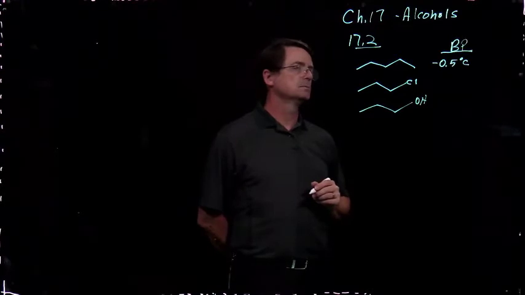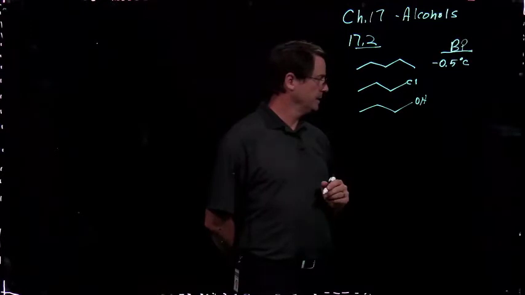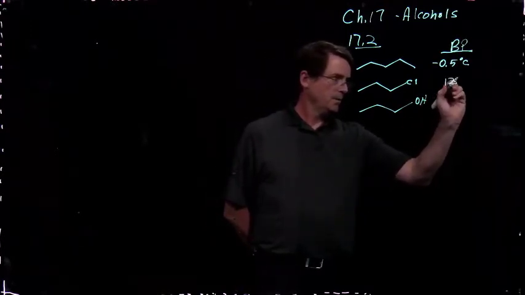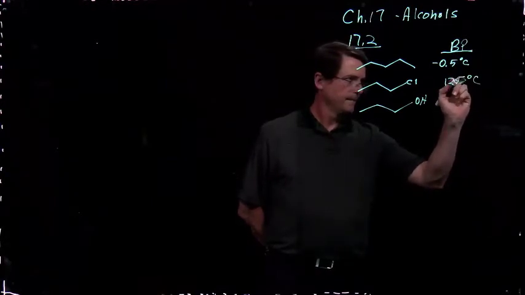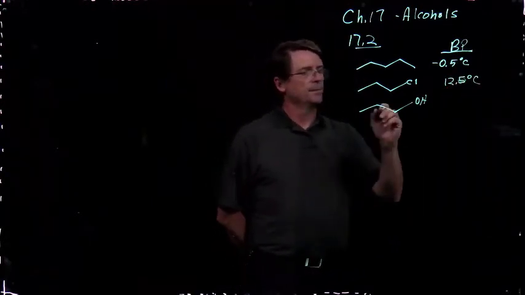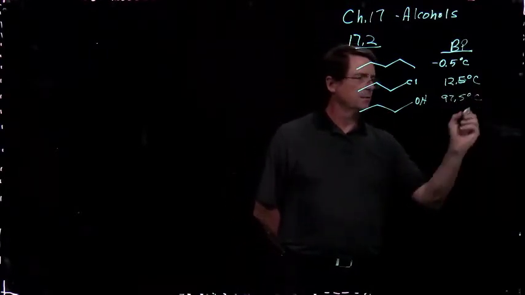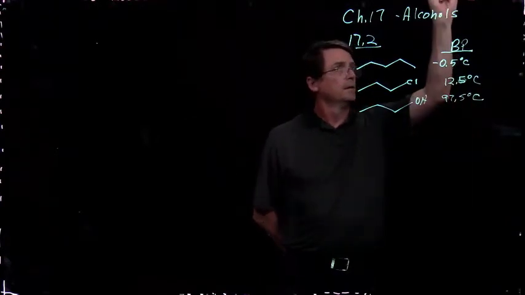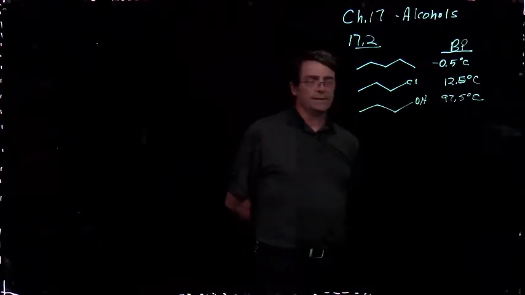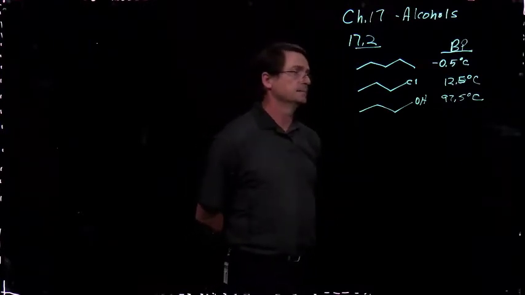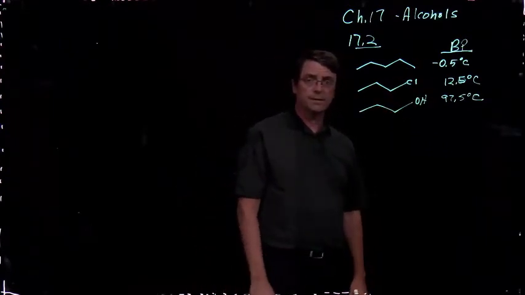The propane has a boiling point of around 12.5 degrees Celsius. And propanol is around 97.5 degrees Celsius. So why is there such a big difference? They have similar molecular weights, but there's a huge range here, almost 100 degrees Celsius difference in the boiling point.